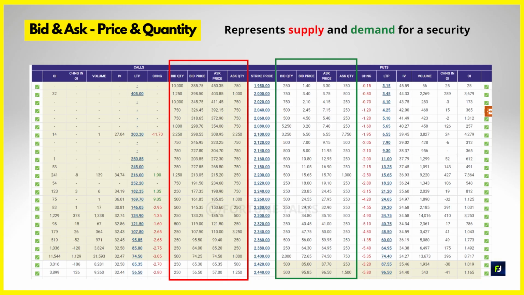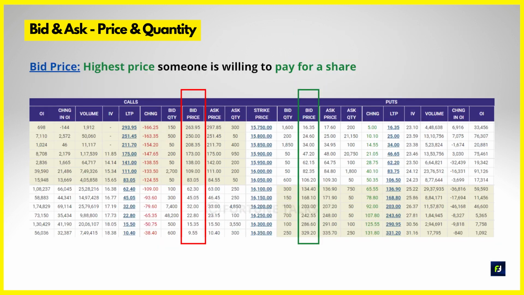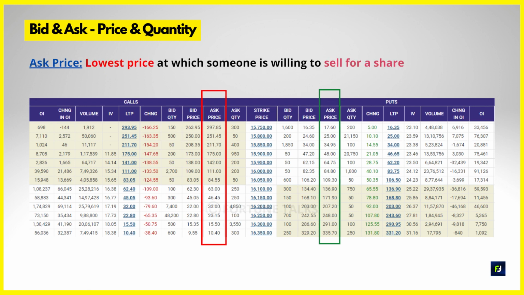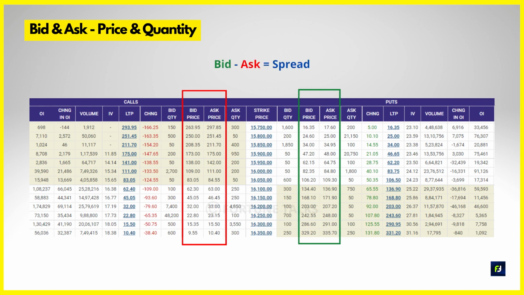Moving on, beside the strike price, we can see bid and ask quantity and bid and ask prices. Now, bid and ask are market terms which represent demand and supply for a particular stock. The bid price represents the highest price that someone is willing to pay for a share. The ask price, however, is the lowest price where someone is willing to sell a share. Now, the difference between the bid and ask is called a spread.